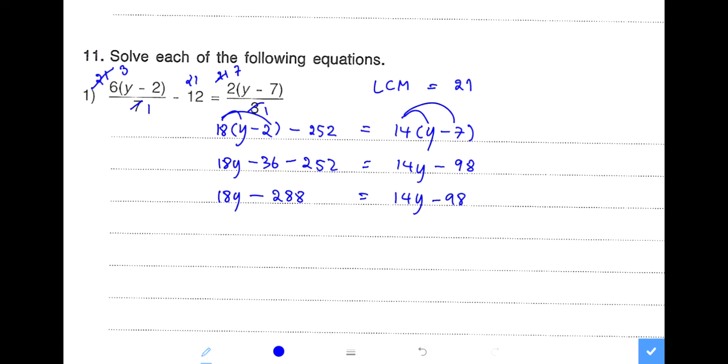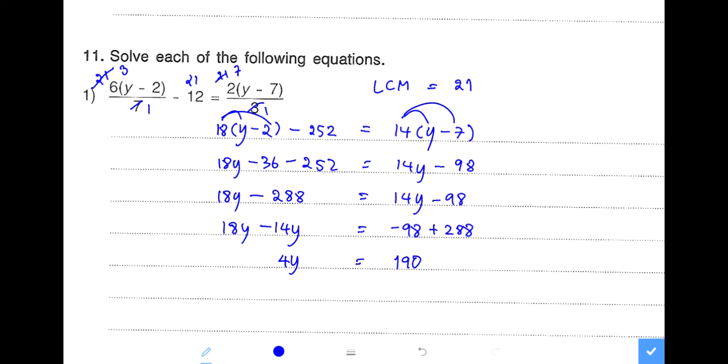Okay, so I do it like this. 18y, this one move it there, minus 14y, right? This one negative 98, move it to the other side, and it will become plus 288 like this. 18 minus 14 is 4y. Okay, 4y. And this is 190, right? 288 minus 98 is 190.